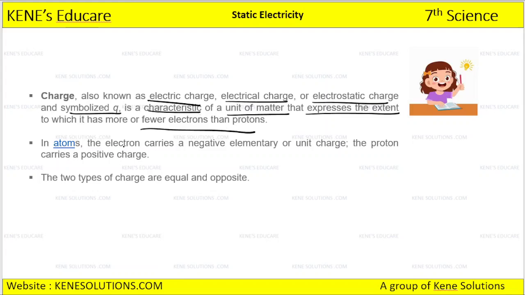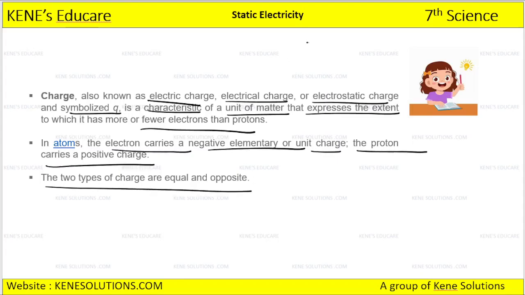Okay, now, in an atom, the electron carries a negative elementary charge or unit charge and the proton carries a positive charge. There are two types of charges. We know that positive charge and negative charge are equal and opposite. These charges are present. So जब भी हम किसी भी बॉडी को इलेक्ट्रिकली चार्ज बोलते हैं, that means there would be excess of electrons or fewer electrons. मतलब या तो इलेक्ट्रॉन ज्यादा होगी या तो इलेक्ट्रॉन्स कम होंगे.